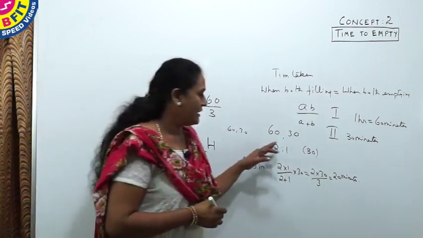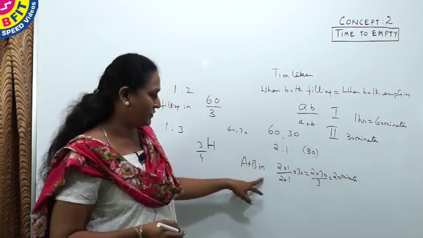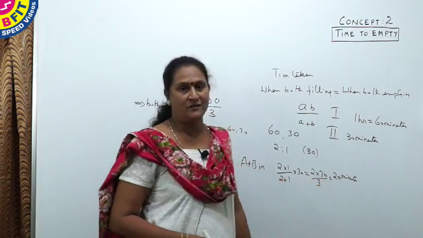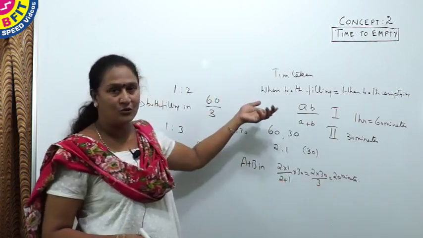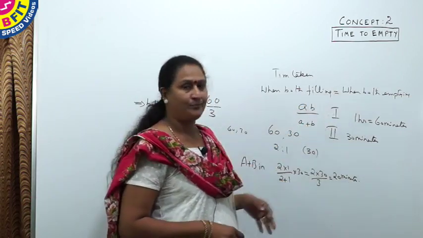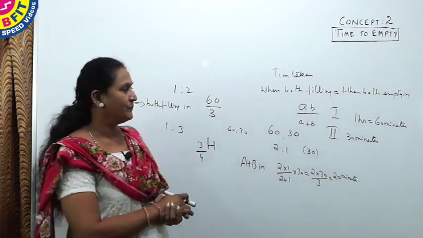And for this, as you have the data as double, 30, 60, using these ratios we have got A and B empties the tank in 20 minutes. So here remember the clue: both filling time and both emptying time will be the same when both the taps are filling or both the taps are emptying.